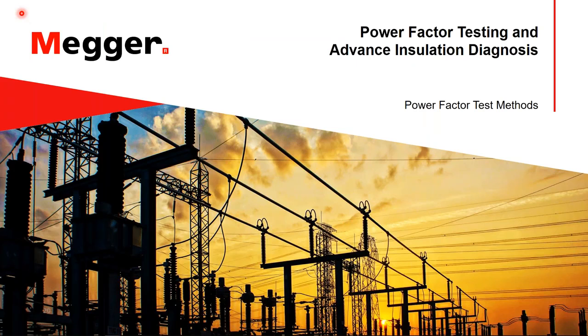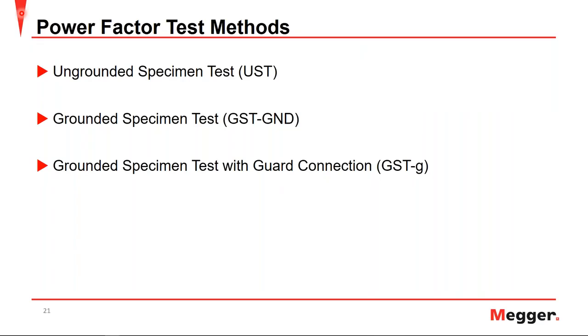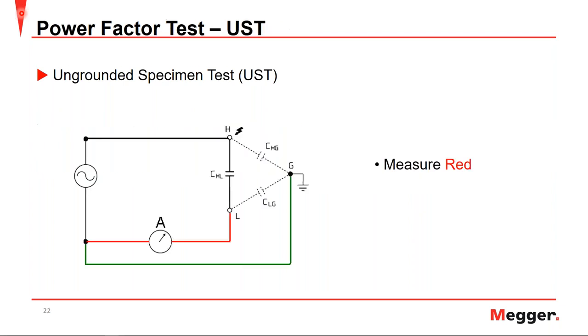Now that we've gone through the power factor fundamentals, let's take a look at the different power factor test methods. When we talk about power factor test methods, there are 3 different methods of testing: the ungrounded specimen test, or UST, the grounded specimen test, or the GST ground, or the grounded specimen test with guard connection, or the GST-G. Let's take a look at these individually.